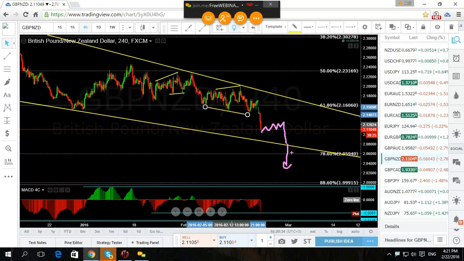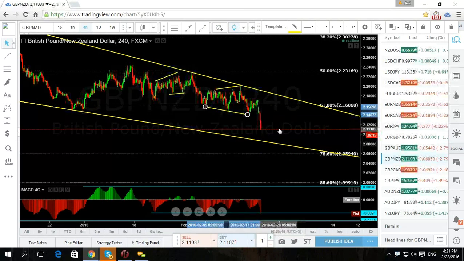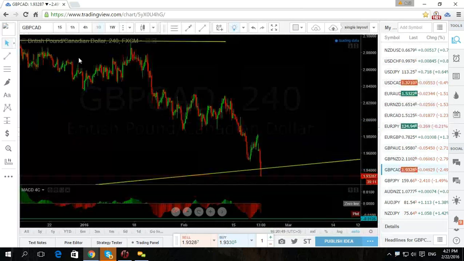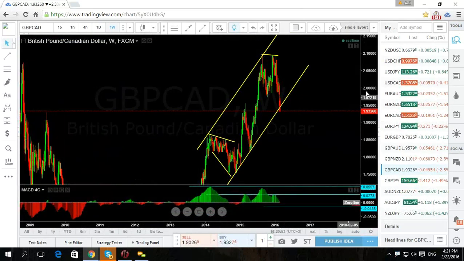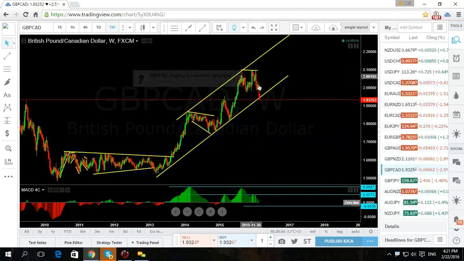Because if the Pound Aus breaks out, it is likely this one would break out too. Pound CAD. This one is very interesting. This one we are looking for a flat formation in the weekly. See that? We're looking for this thing to make a 1, 2, 3 flat and go back up.